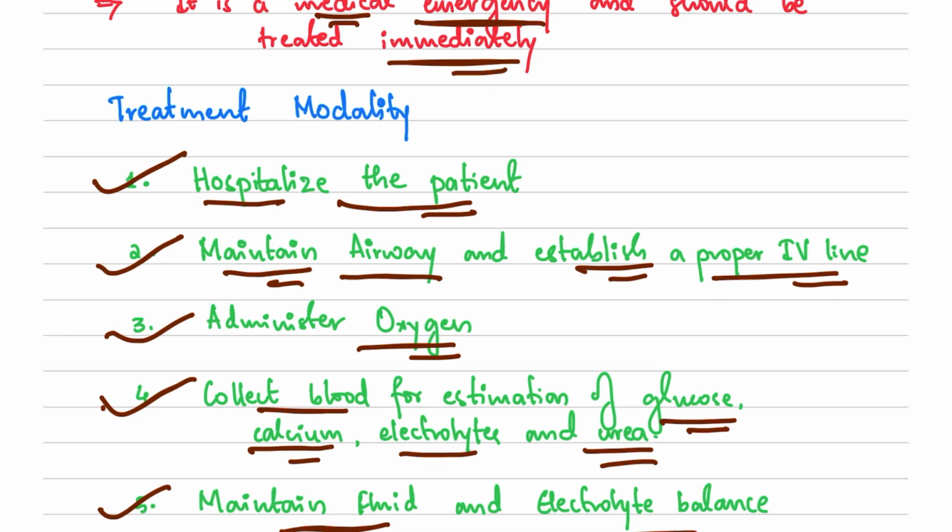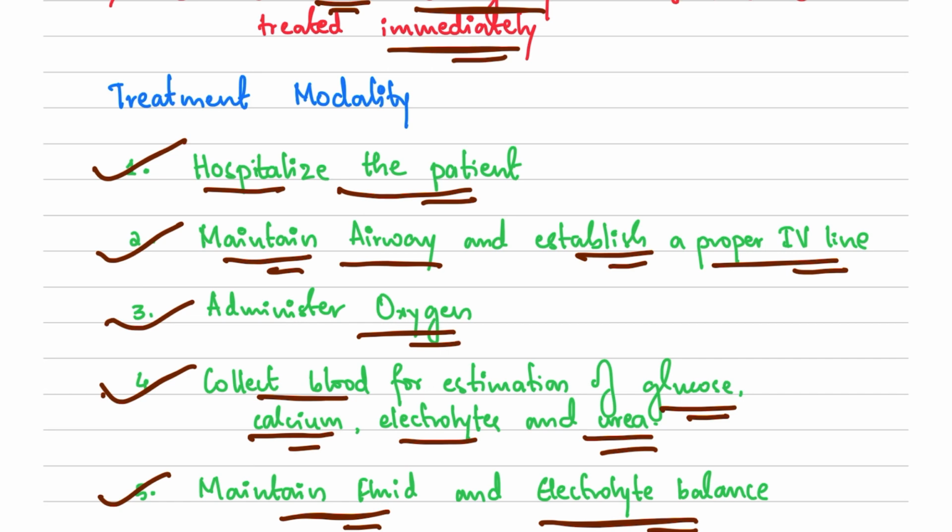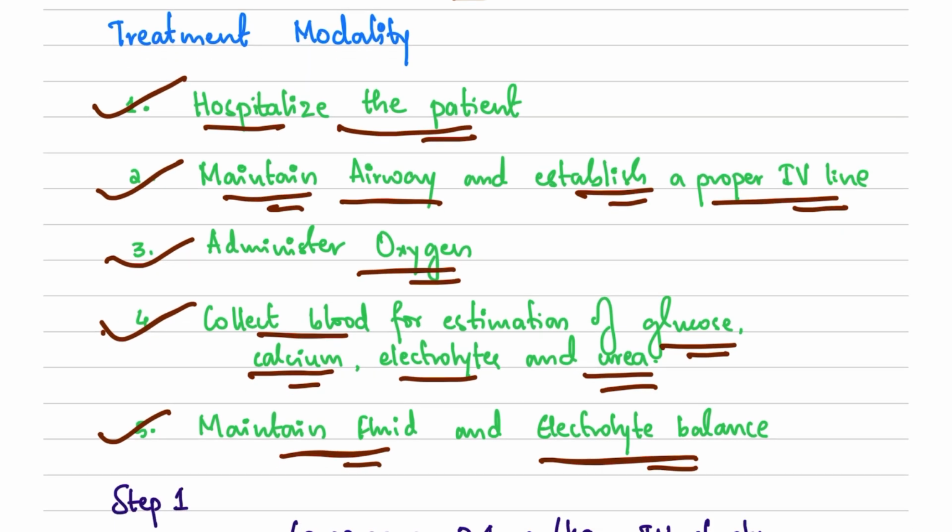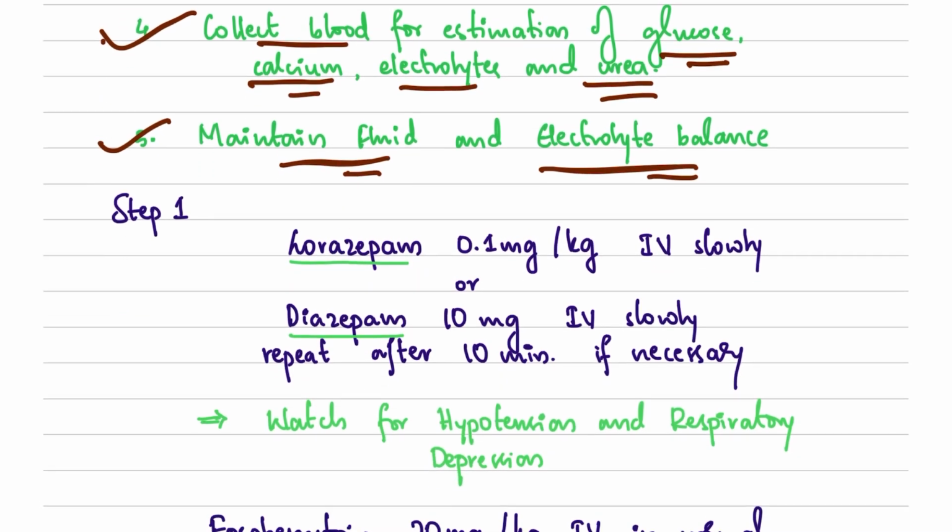Understand it. First, you will hospitalize the patient, and following that, you will maintain airway and establish a proper IV line. Following which you will administer oxygen and collect blood for estimation of glucose, calcium, electrolytes and urea. Following that, fifth, you will maintain fluid and electrolyte balance. So what are the drugs you give in the case of status epilepticus?